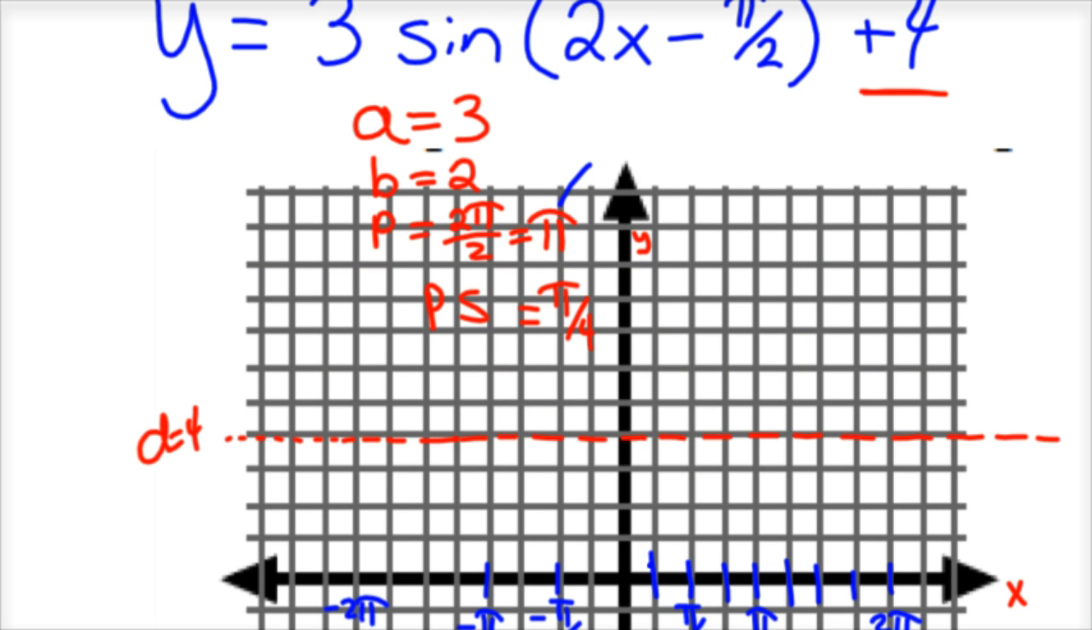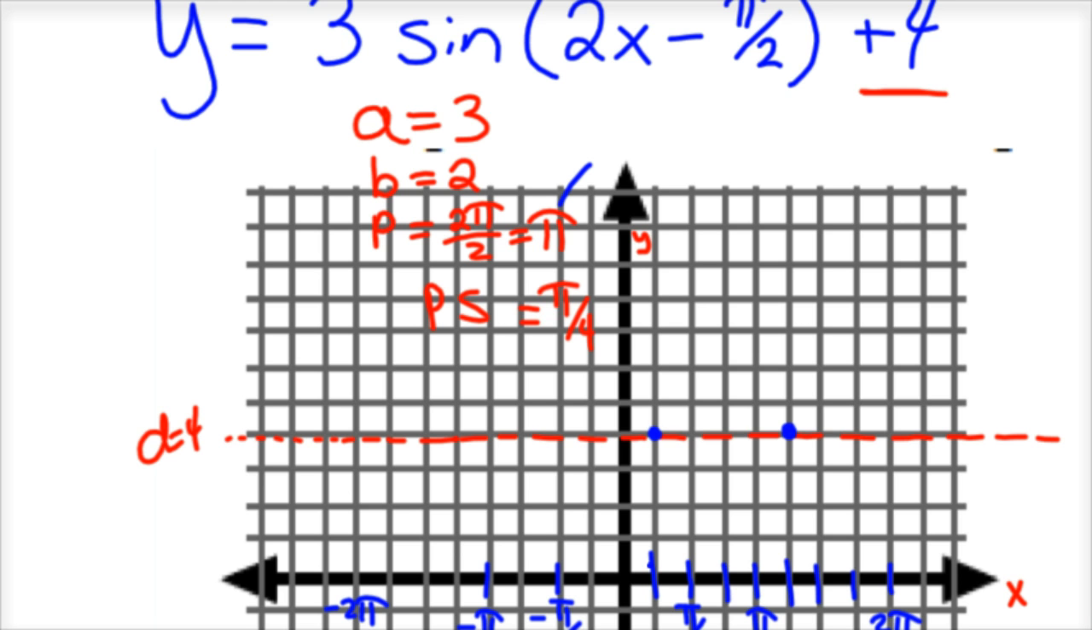So I always do my phase shift first, which tells me how far over to go. We need to go in blue. And so we're going to go over pi over 4 to start with. So we're going to start right here instead of 0, 0. Okay? And we know the period is pi, so every 4 marks is pi in this thing. So 1, 2, 4. So right there, we're going to have a full cycle between those 2 dots.